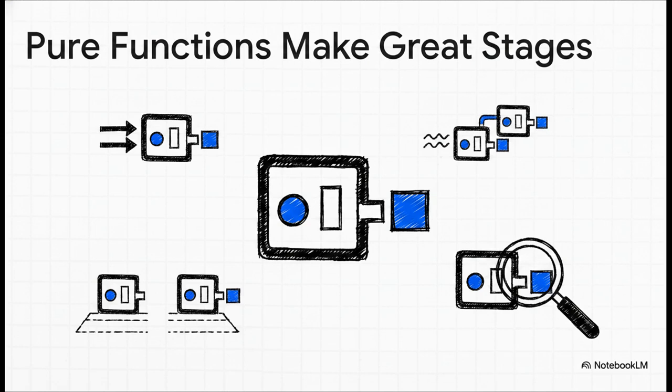Now, why does this matter so much? Well, it makes them incredibly easy to test all by themselves. You can reorder them and compose them however you want, and best of all, you can run them in parallel without ever having to worry about those nasty data race conditions.